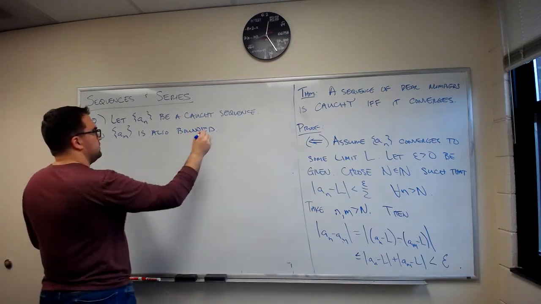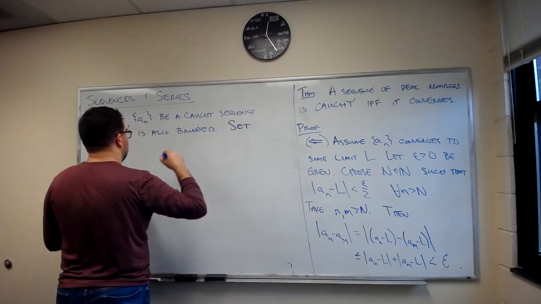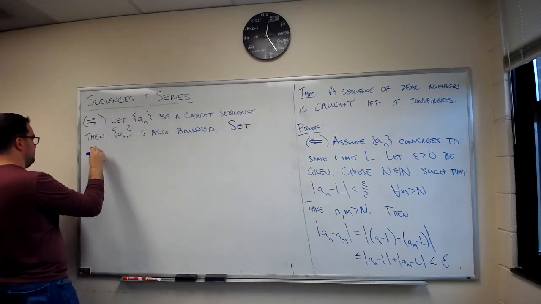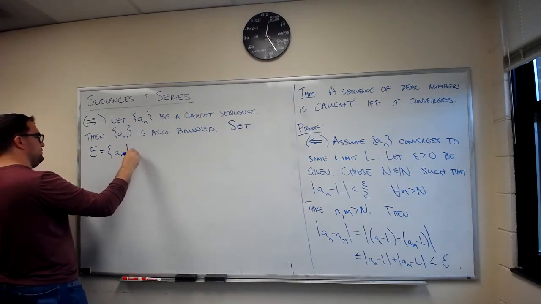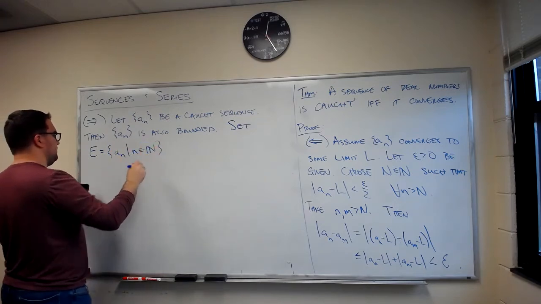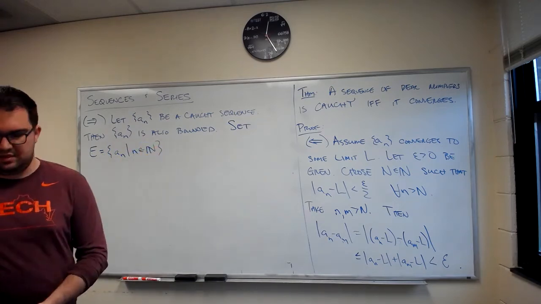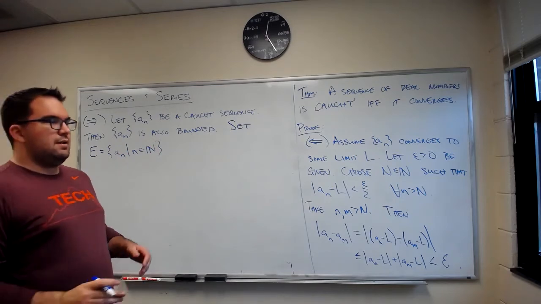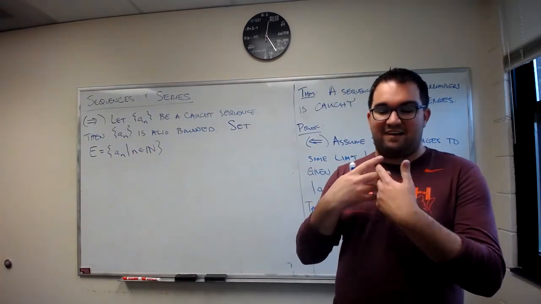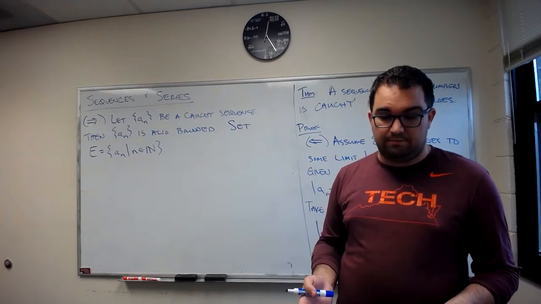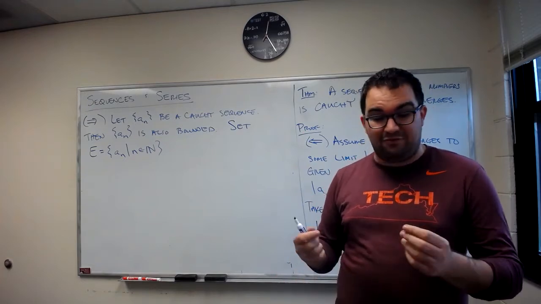Okay. So now I'm going to define a set. So set E to be equal to AN. Now you might be wondering, what is E and why is it different than AN? Really what I'm thinking of here is E is not a sequence, it's just the set of values that the sequence takes on. It could, for example, be a finite set.